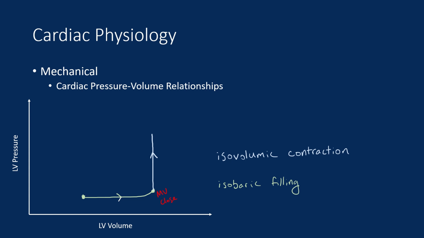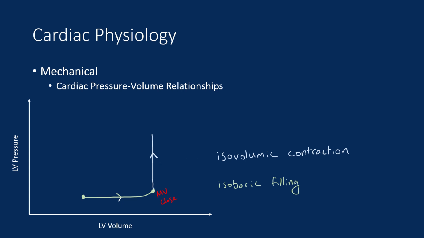So at this point, the mitral valve is closed. The aortic semilunar valve has not yet opened, so there's nowhere for blood to go. Thus, we have an isovolumic or constant volume process. The ventricle is contracting at this point, so pressures are increasing.